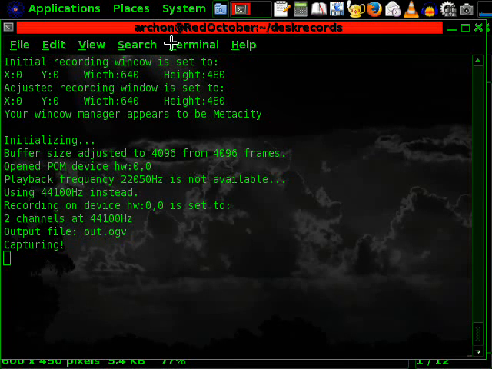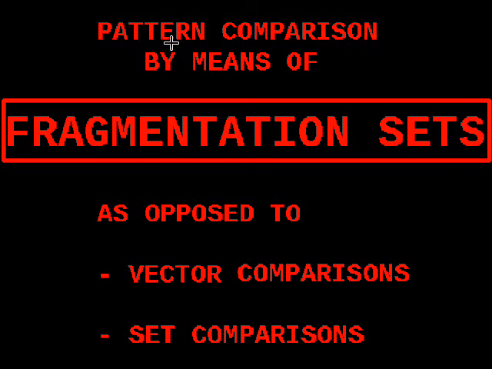Hello everybody, this is Nino, and in this video I will be talking about fragmentation sets, which is a method of comparing patterns which I have developed, and I am going to compare it here to vector comparisons and set comparisons. The central question of this video is how to say that one pattern is more similar to another pattern rather than to a third pattern.